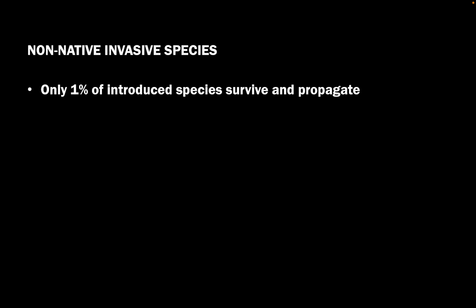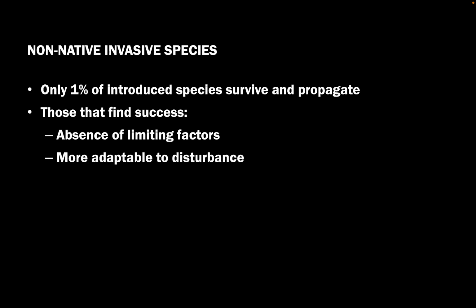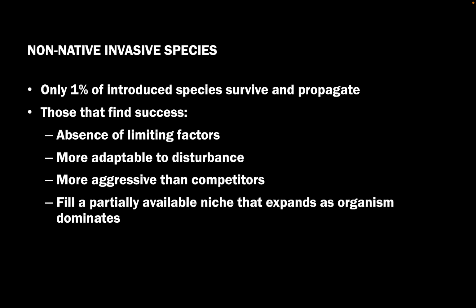So when a species is introduced into an area, it really is only about 1% of those species that is brought in will survive and start to propagate on its own. So it's not like every species that happens to get to North America establishes itself in North America. Many species don't. But those that find success are finding that there's an absence of limiting factors. So there's a lot of food, there's a lot of habitat. A lot of these species are very adaptable to disturbance because humans have disturbed a lot of the habitat. They can be aggressive species, more aggressive than the competitors that would be filling a similar niche, or they're filling a niche that is more or less empty. And then as they start to dominate that niche, they will often spread into other niches and start to compete pretty heavily with other species.